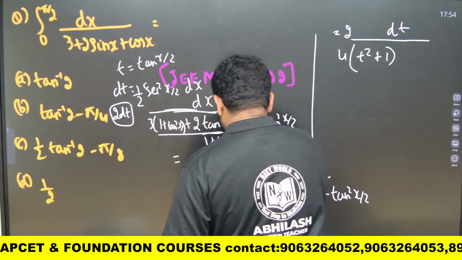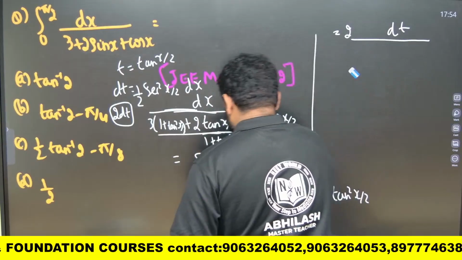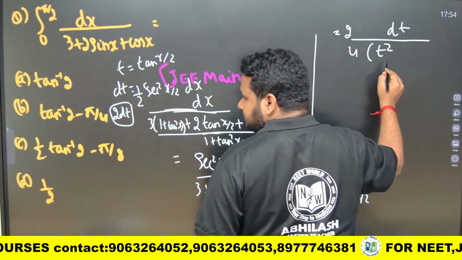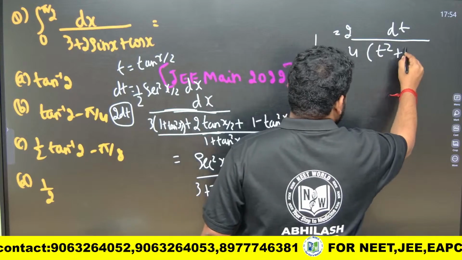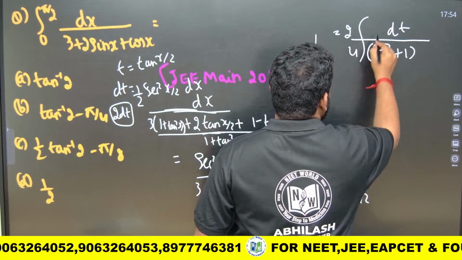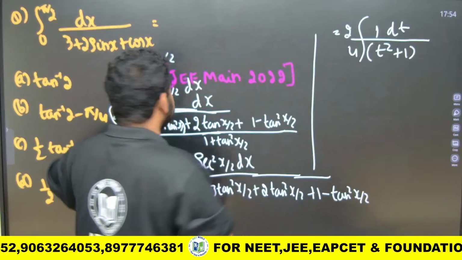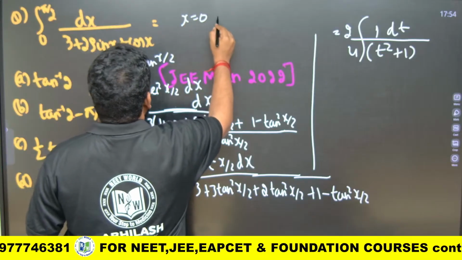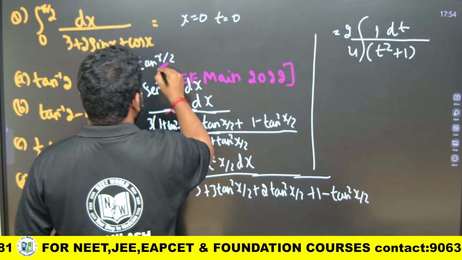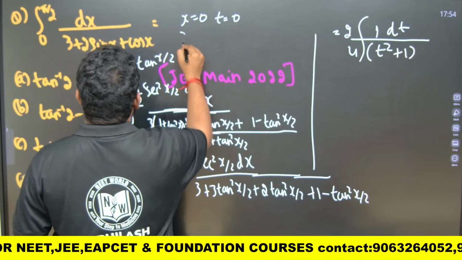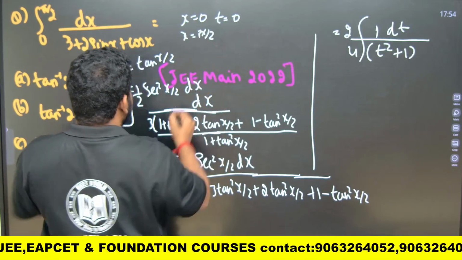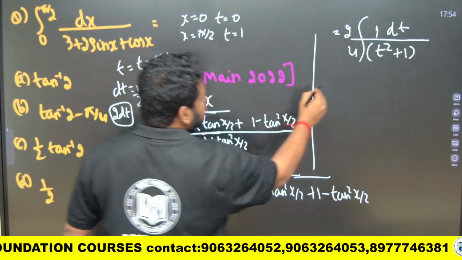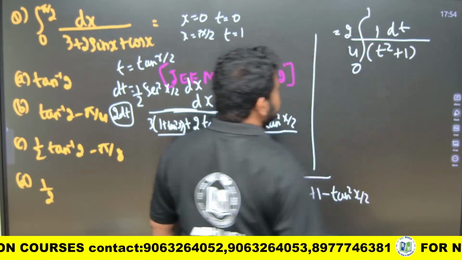So let me write it again: the denominator will be 4 times t square plus 1, and the numerator will have this much dt. But what about the limits? If I put x equal to 0, t will also become 0 because tan 0 is 0. If I put x equal to pi by 2, t will become tan pi by 4, and tan pi by 4 is equal to 1. So the limits transform into 0 to 1.